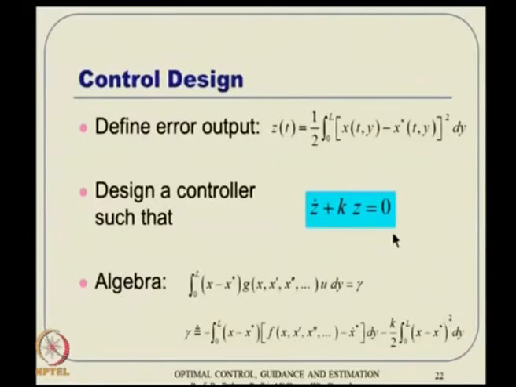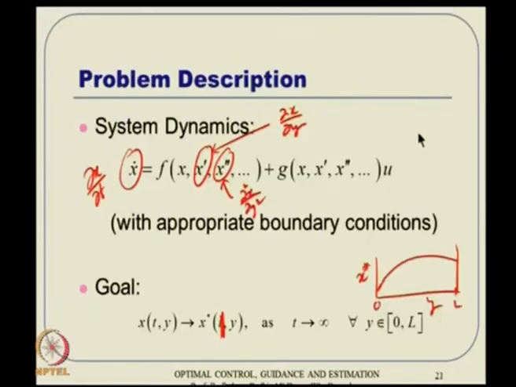Alright, so how do we do that? First of all, we define an error. Error is an integral value, integrated all over the spatial domain. So, x minus x star, whatever is the error. Suppose this is not the case, but your x is somewhere different, I do not know what form, something like this. Let us say this is my x, this is my x star.